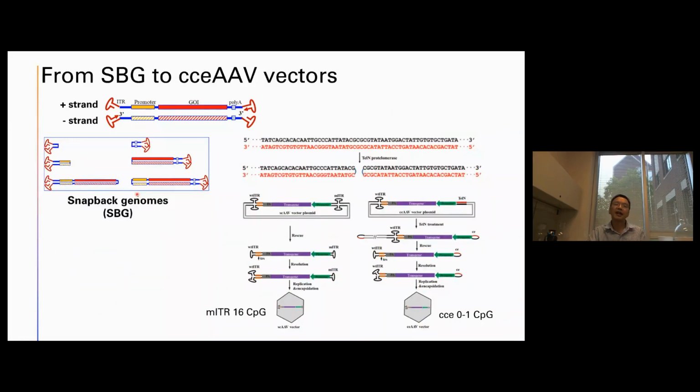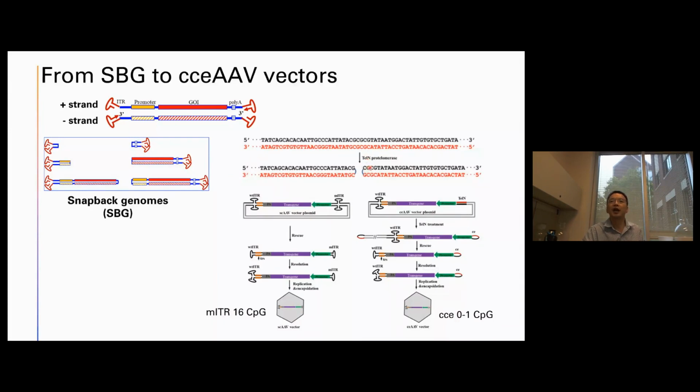So we found a new way of generating self-complementary vector by taking advantage of the snapback molecules. Instead of letting the vector generate these snapback genomes randomly, we intentionally use a tail end enzyme to cut the vector genomes.